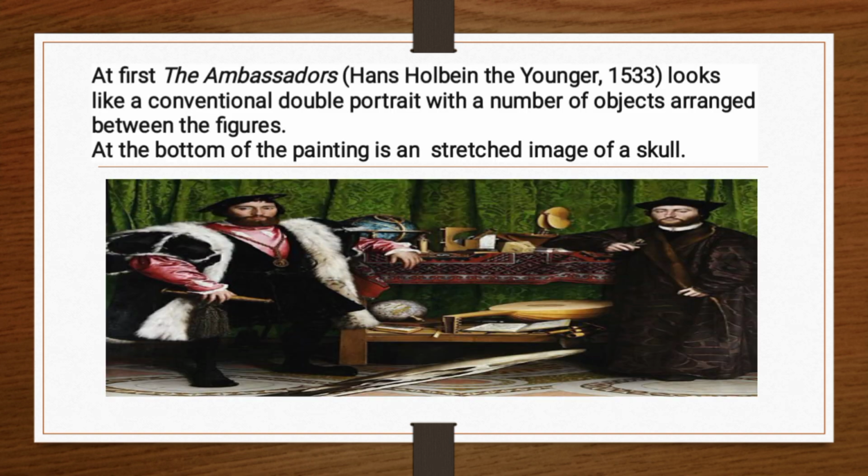Now, right here we have a work. I said at first, The Ambassadors, by Hans Holbein the Younger. This work was done in 1533 and it looks like a conventional double portrait with a number of objects arranged between the figures.